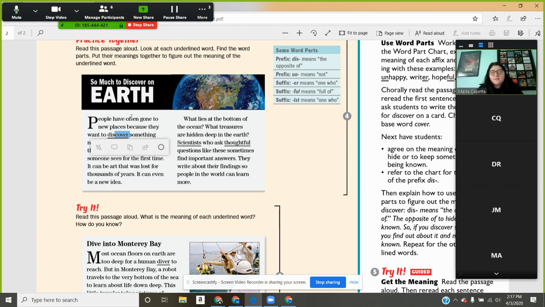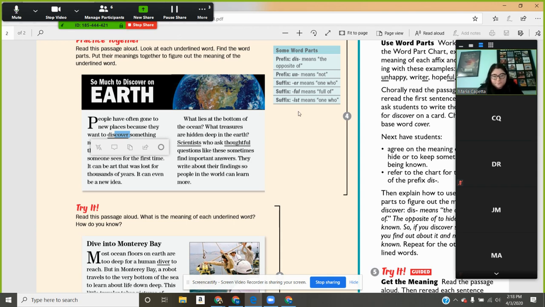If you discover something, look up here, the prefix dis means the opposite of. If you're doing the opposite of cover, what does that mean? Can you see it or can you not see it? Yeah, perfect. So a discovery, if you break that word down, just means uncovering what people didn't know before. Good, Joelle.